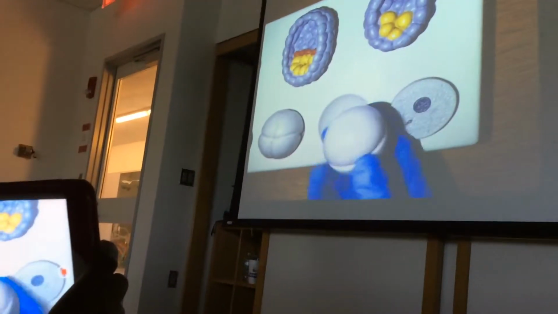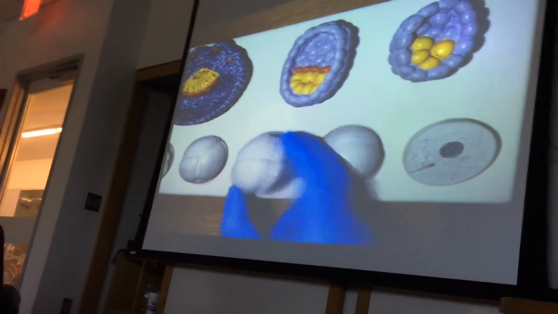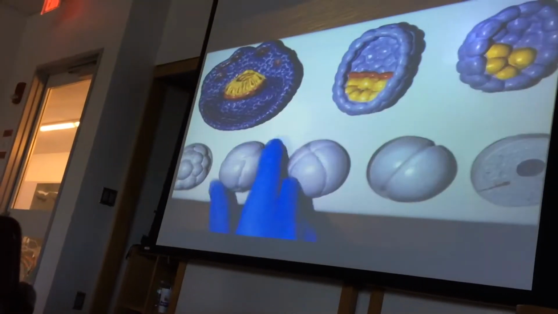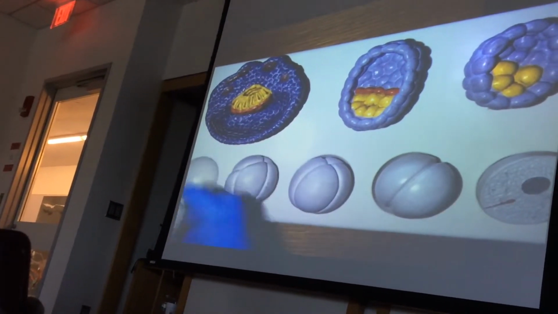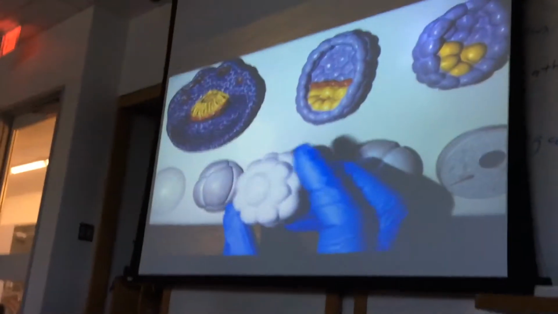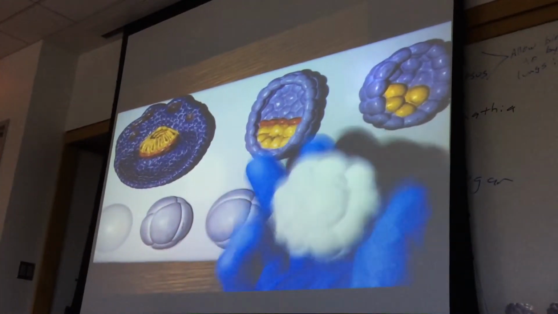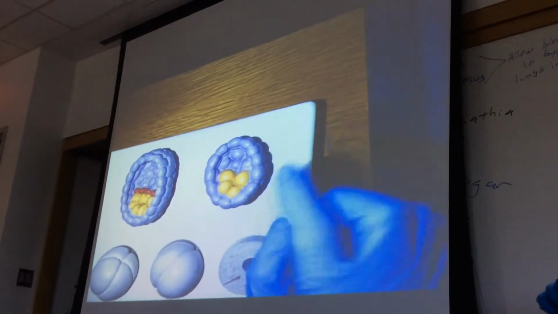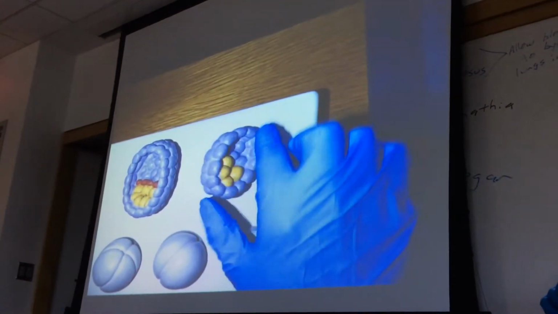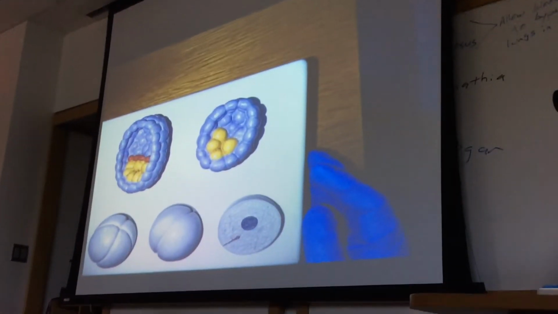This is after the zygote has undergone one cell division, so this is called the 2-cell stage. This is the 4-cell stage. This is, I guess, the 8-cell stage. This model is supposed to pretend that it is solid on the inside. What would you call this? This is the morula. This over here is the blastocyst. This is the trophoblast on the outside, and the yellow stuff on the inside is the inner cell mass.